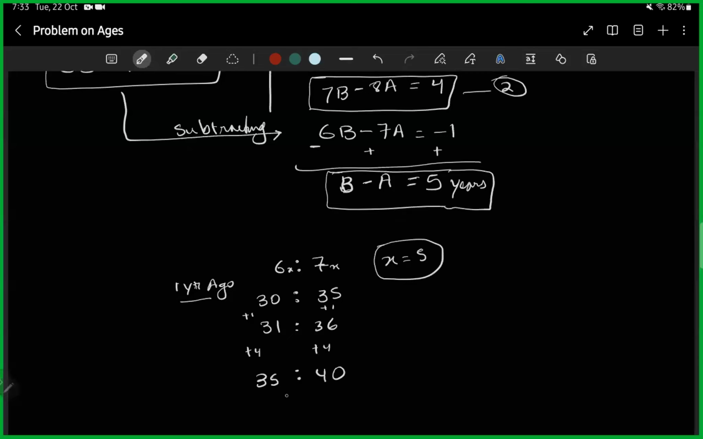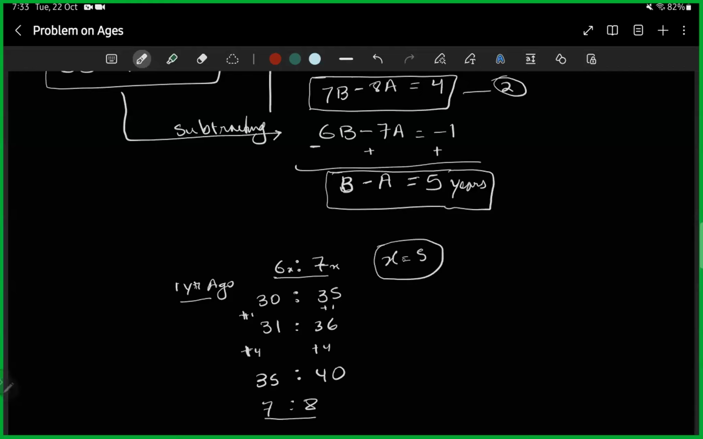Using the same number x, what ratio are we getting here? The ratio we're getting here is 7:8. See, this satisfies both conditions, the ratios 6:7 and then 7:8. If you use the value of x as 5, then before 1 year, as well as after, we are getting the values given in the question.